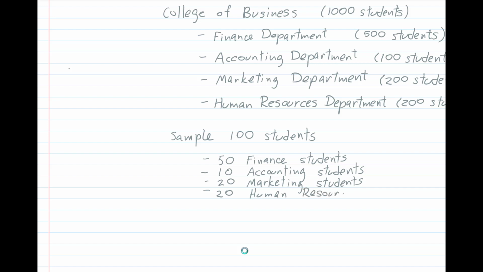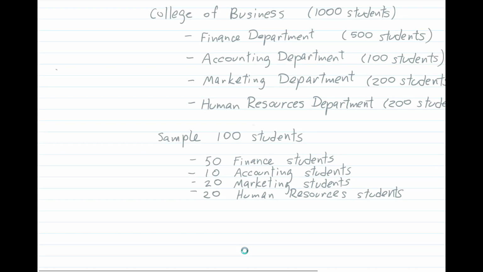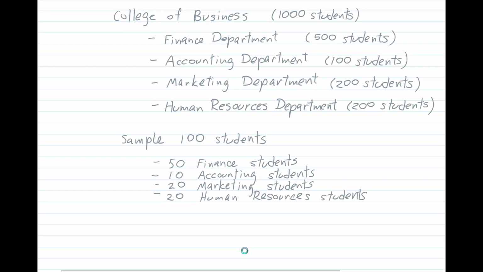I'm not saying that a sample should be done this way. I'm saying this is one way of doing the sample. I think I need to move the screen over to the left. I fear that some of it was getting cut off. Okay? If your population is already broken up into separate categories and you want your sample to represent those categories in the same proportion, then this is a way of making that happen.